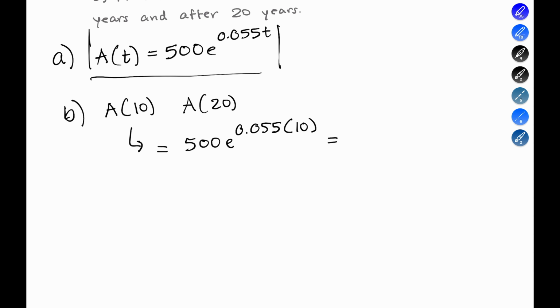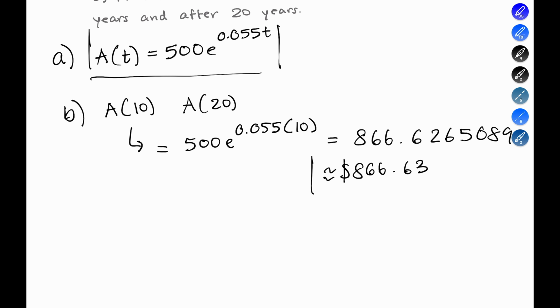So when I plug it in, it's going to be 500 times E to the power of 0.055 times 10. So I got 866.6265089. So if we simplify that out, that'll be roughly $866.63. So that's the amount after 10 years.